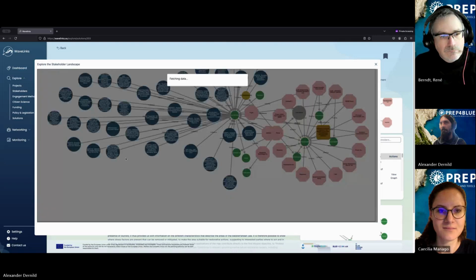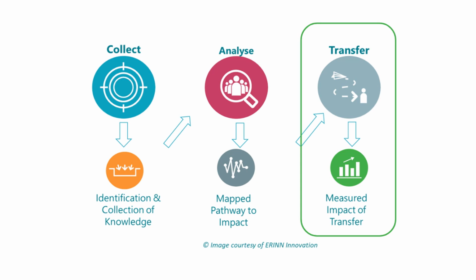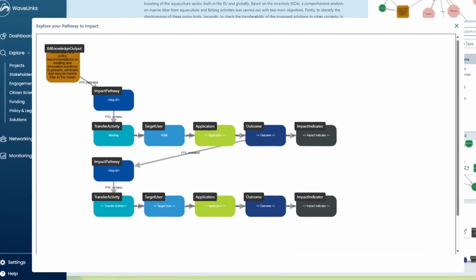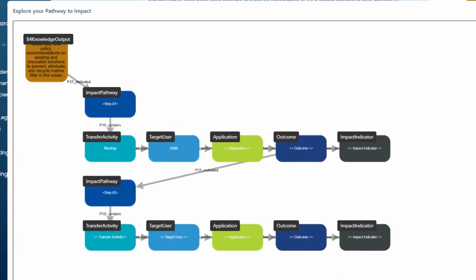This can be supported through stakeholder identification and landscape mapping. This way, transfer activities can be informed, planned, and undertaken to foster application uptake and ultimately impact. The informed pathways to impact are as well showcased, allowing for planning as well as progress and impact monitoring.